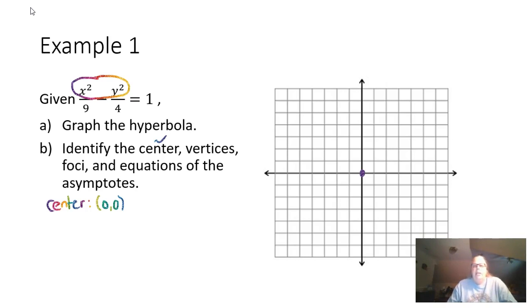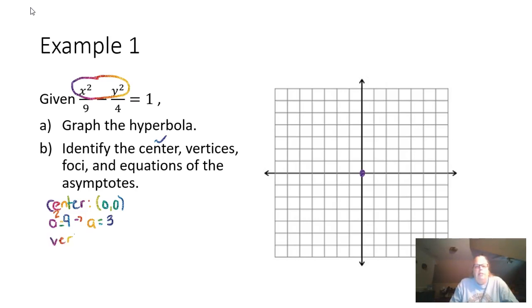All right, the vertices are going to be on the transverse axis. Now, in this case, our transverse axis, or our main axis, is going to be the x-axis. And we know that because the x squared is actually the positive variable. Y squared is negative because it's being subtracted right here. Okay, and the vertices will occur, let's see, a squared is going to be equal to 9 in this case, which means that a is going to be equal to 3.